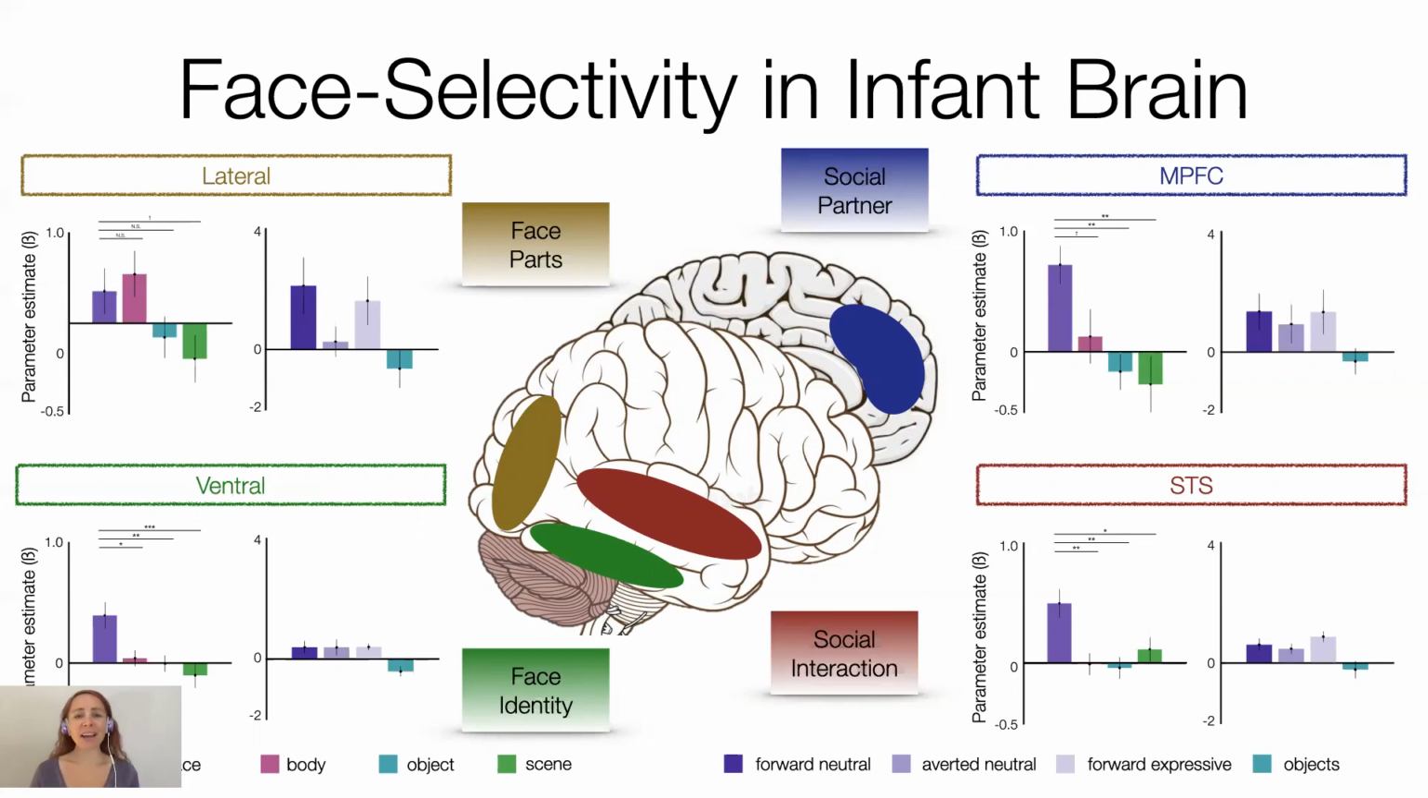Additionally, there was an effect of age in all regions such that older babies had a more selective response than younger babies. Taken together, we find no evidence for posterior to anterior functional development in the infant brain. Rather, we find face-selective responses in infant MPFC and STS at the same time in development as ventral temporal cortex.